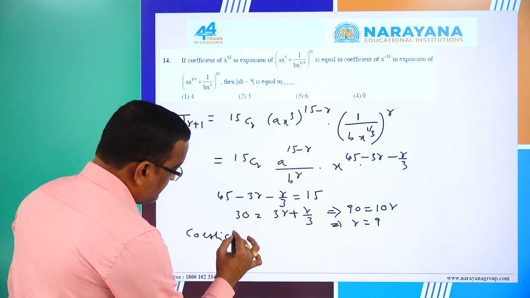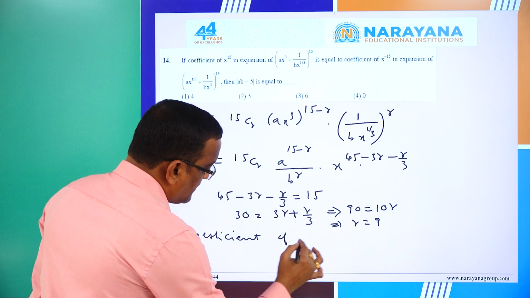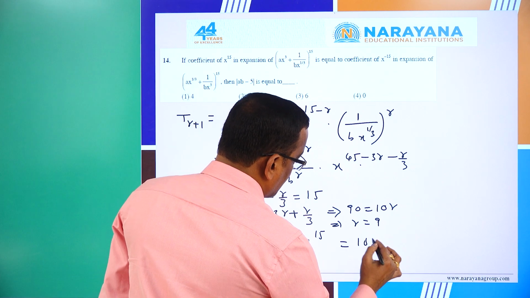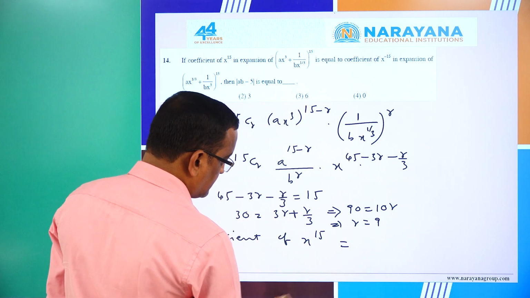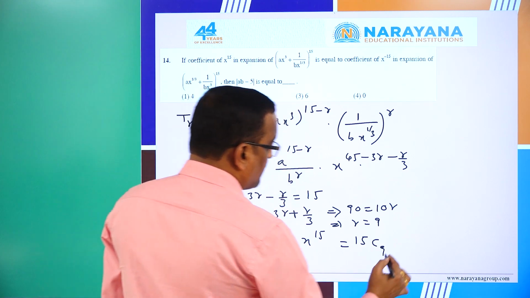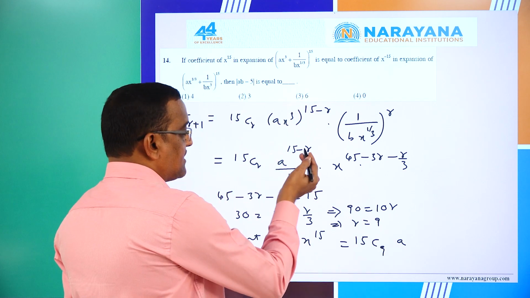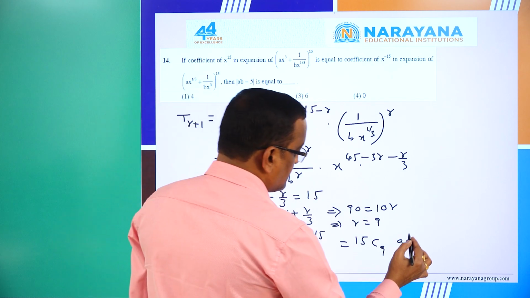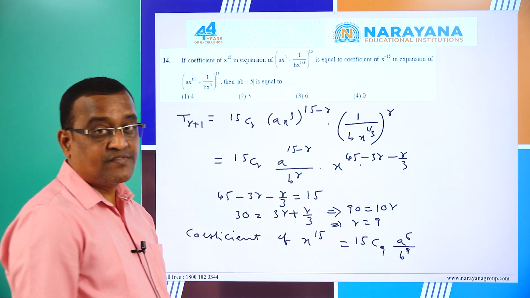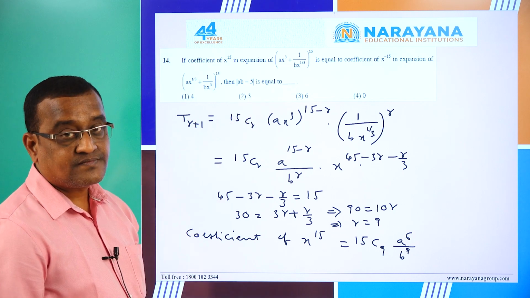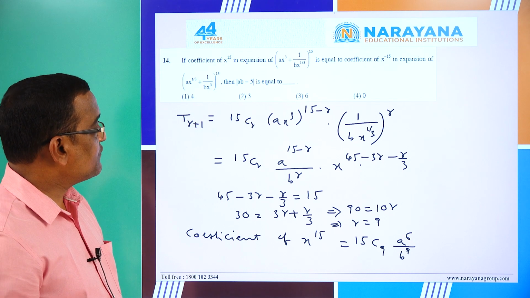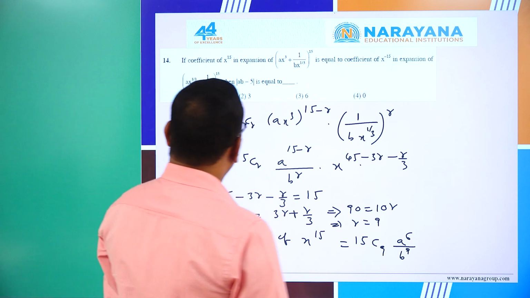So the coefficient of x^15 is 15C9 a^(15-9). Substituting r is 9, 15 minus 9 is 6, by b^9. So this is the x^15 coefficient in the first expansion. And similarly take the second expansion and find the x^(-15) coefficient. So what is the general term in that one?